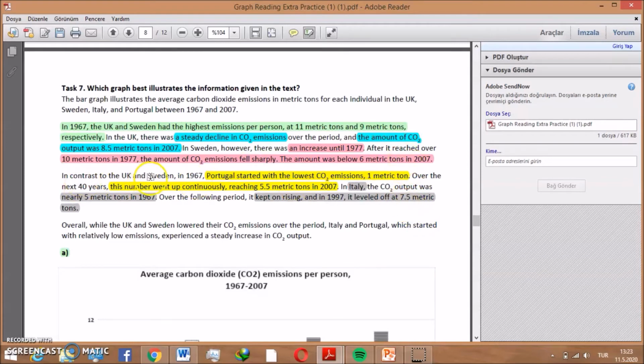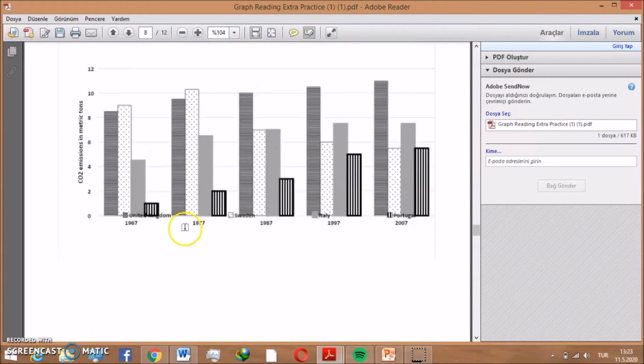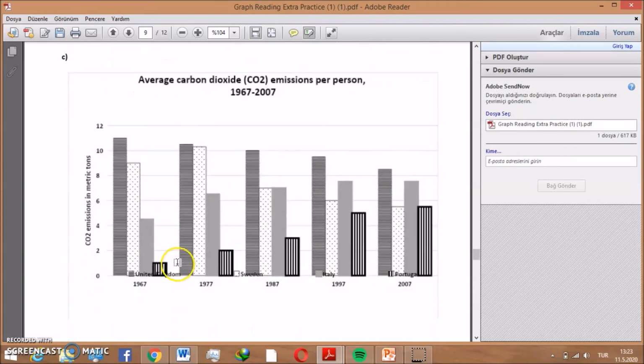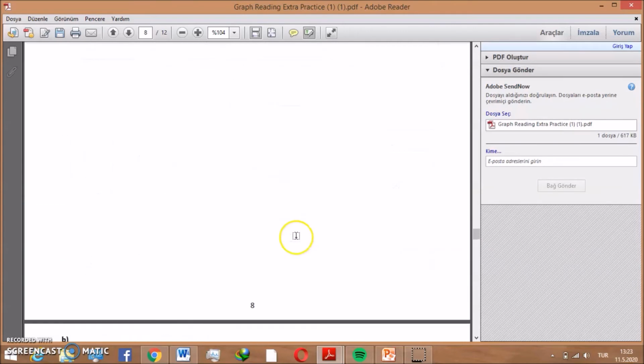In contrast to the UK and Sweden in 1967, Portugal started with the lowest. It is 1. So let's check Portugal, and it is this. It should be 1. No, we are not looking at A. Yes, it is 1 here. It is 1 here too. Yes.